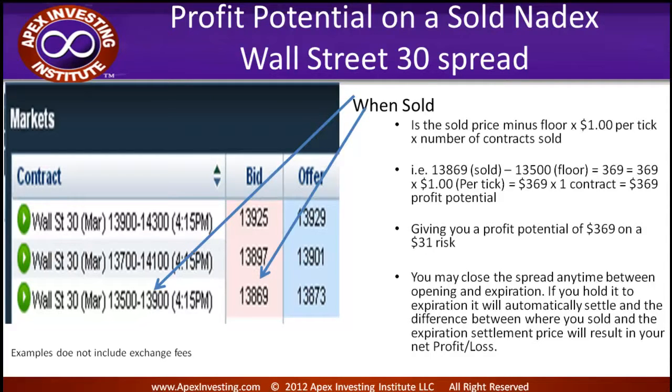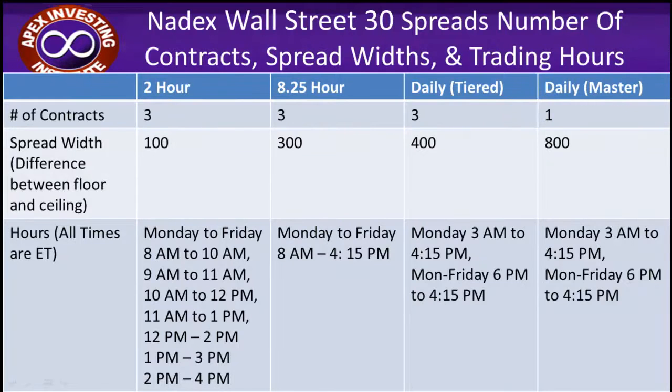The Nadex Wall Street 30 spreads have multiple times that you can trade them. They have intraday 2-hour spreads that start at 8, and then there's another one at 9, 10, 11, 12, 1, and 2. You also can do the 8-hour and 15-minute spreads, and all the spreads, as you notice, have 3 strikes that are less than the master spread, and they are 300 points wide on the 8:25. You'll notice on the dailies, they're 400 points wide.